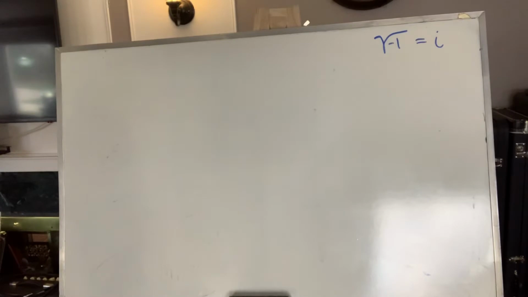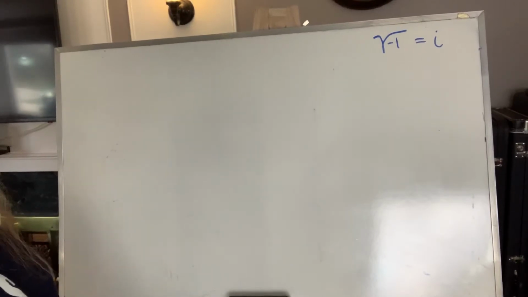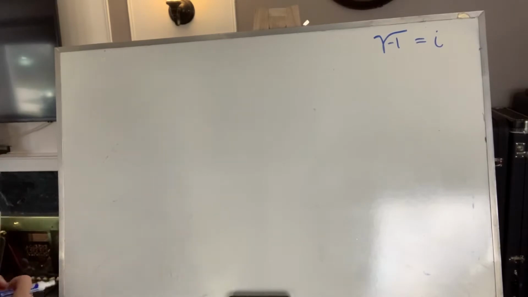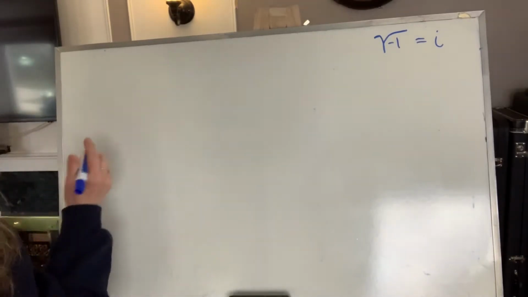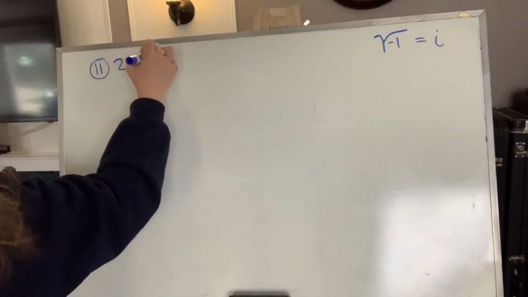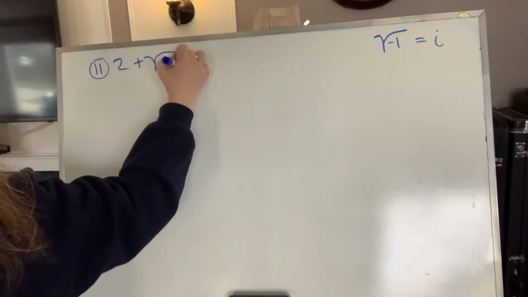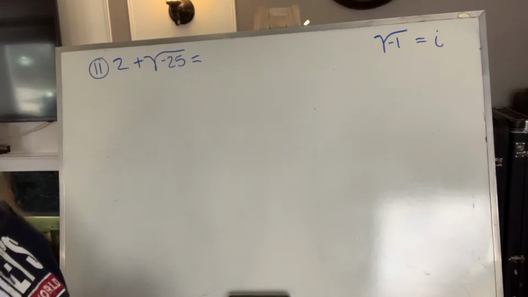So let's just walk through a few problems. What I'm doing is grabbing some problems out of the back of the book, at the end of this section. So if you are looking in your textbook, you have an online textbook, go to section 2.4 and go to the end of section problems. Number 11 is 2 plus the square root of -25. And the instructions say, write this complex number in standard form.